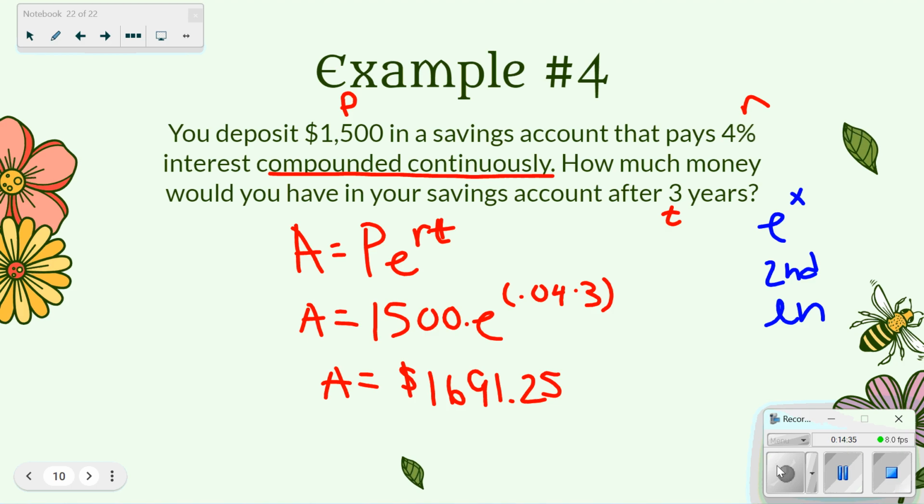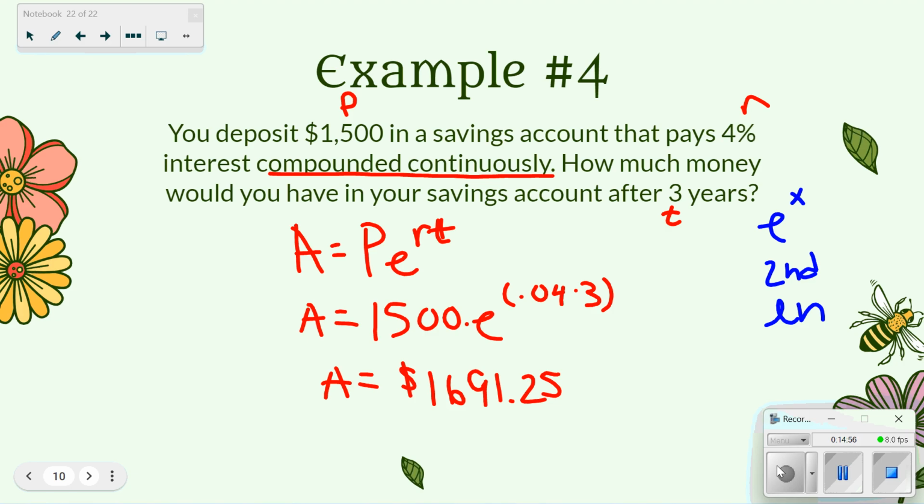Alright, so you should get $1,691.25. So remember, if you want to get that E value in your calculator, it's second ln. You'll have E, and you'll have to raise it to some value, which in this case you can just put 0.04 times 3.